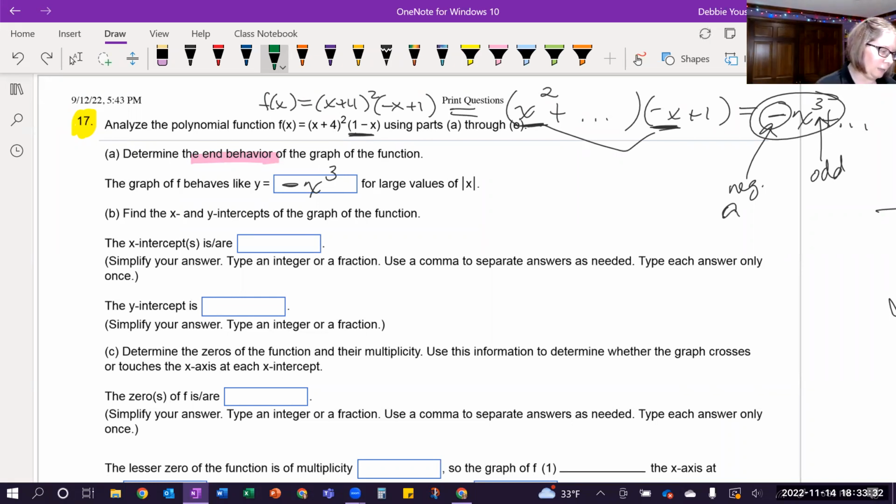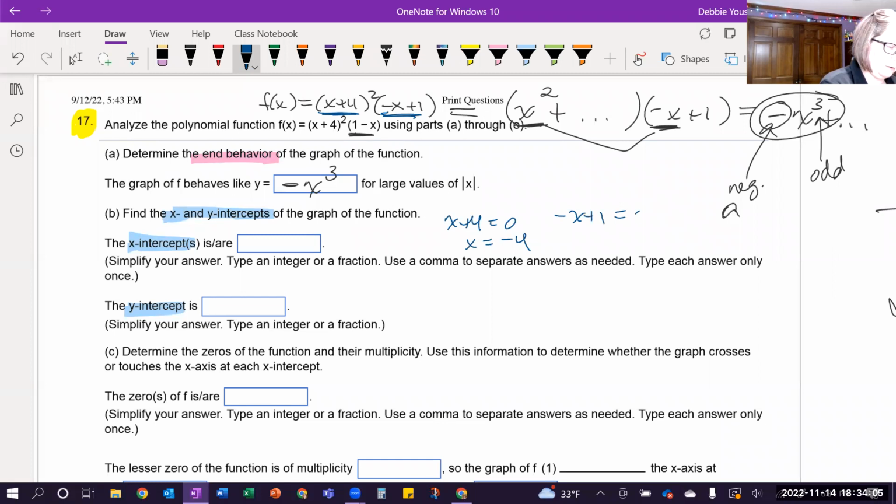So then the next thing says, let's find the x and y intercepts of the graph. And they're separated. So there's x-intercepts and then there's y-intercepts. So the x-intercepts, you take your individual factors and you set them equal to 0. So I see that I have a factor of x plus 4. So I set that equal to 0 and I get negative 4. I see I also have a factor of negative x plus 1. So I set that equal to 0. So I subtract 1, divide by negative 1, and get x equals 1. So it looks like I have 2 x-intercepts.